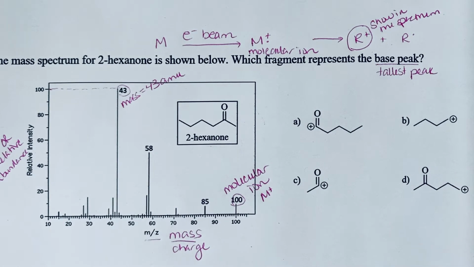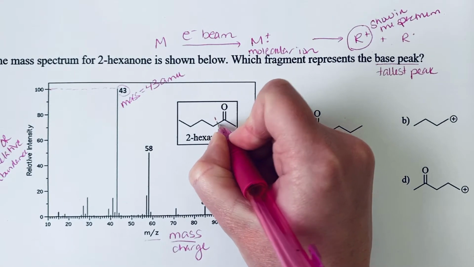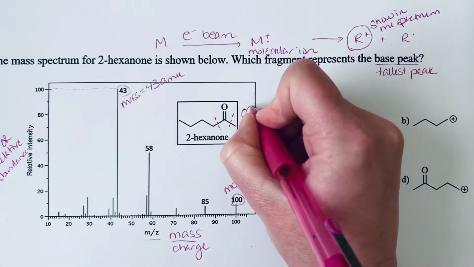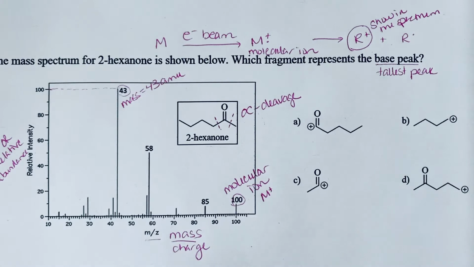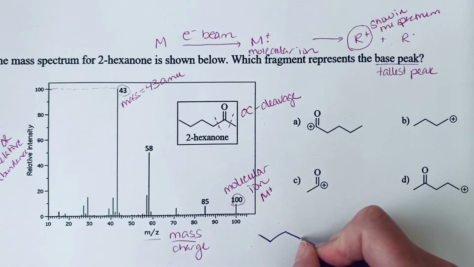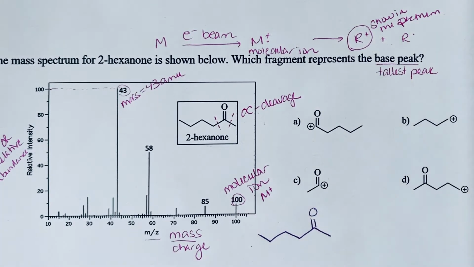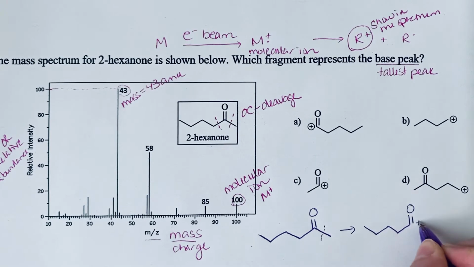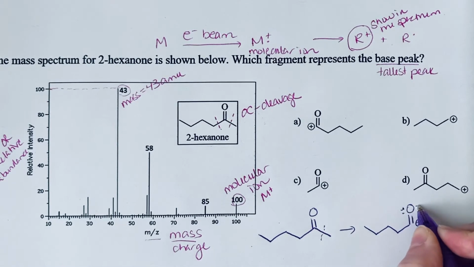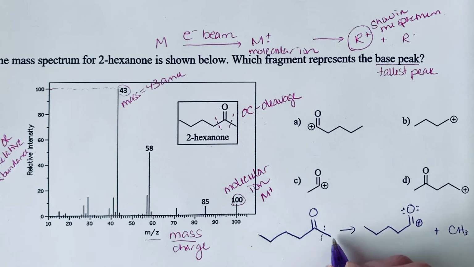So we have a ketone, and what ketones tend to do is they tend to undergo alpha cleavage. And this happens with a lot of functional groups. So let me redraw my 2-hexanone down here. These are the major pathways that I would check. I would expect that I would see cleavage maybe here, and what that would do is give me this resonance stabilized fragment, and the rest of the molecule we've lost there would not be seen by the detector.